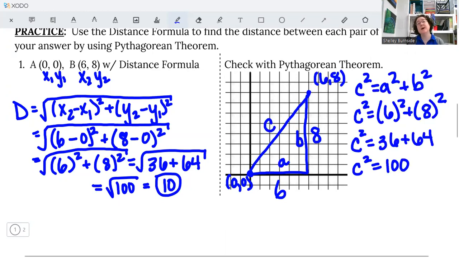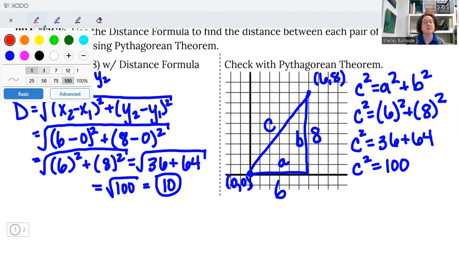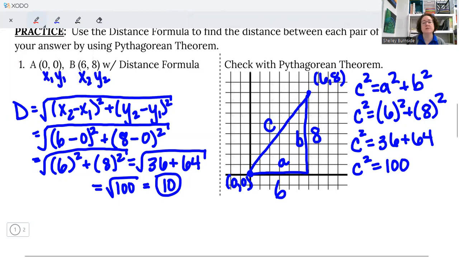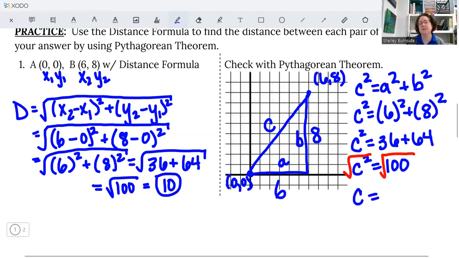To get the c by itself, what do we need to do from last time? And we need to take our square root. Again, I'm going to try to go through bigger ink so you can see it better. So we take the square root of both sides. And so that then simplifies out. C equals 10. Our work checks out.